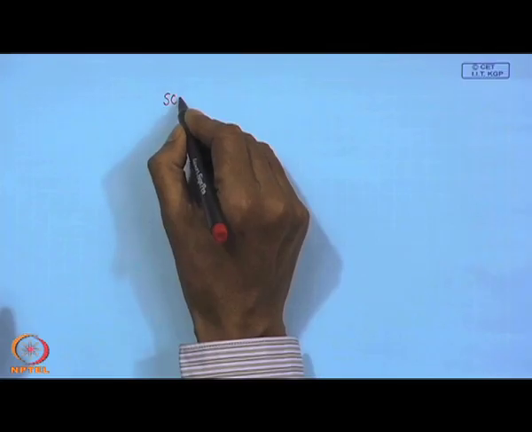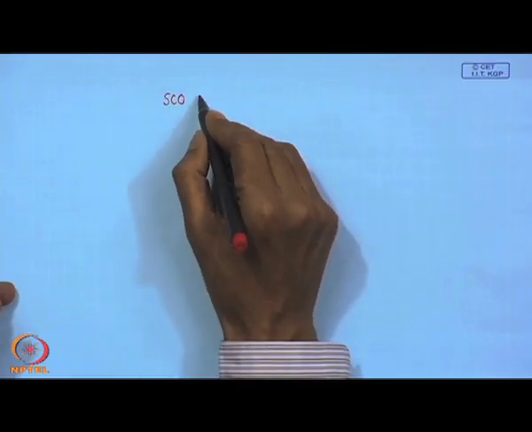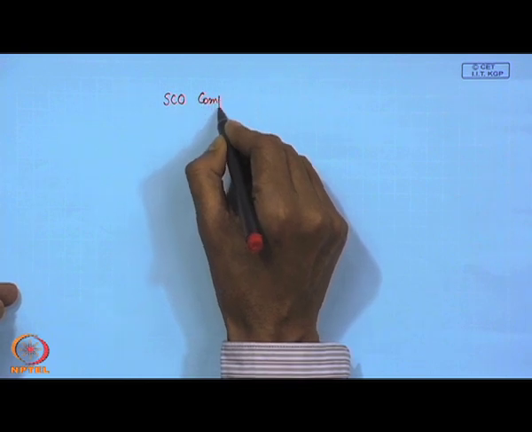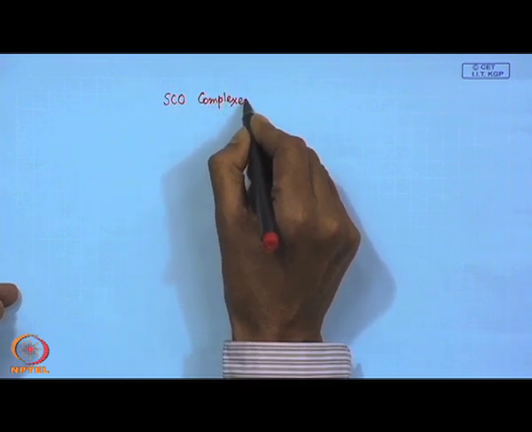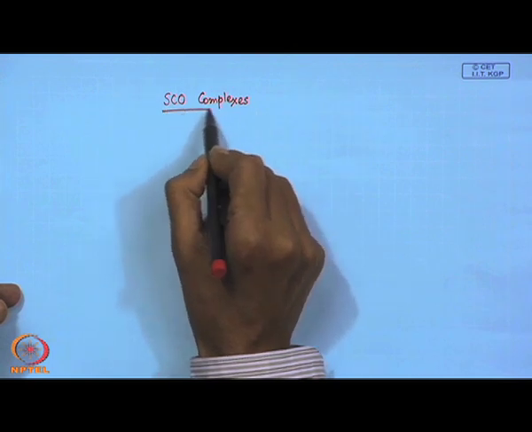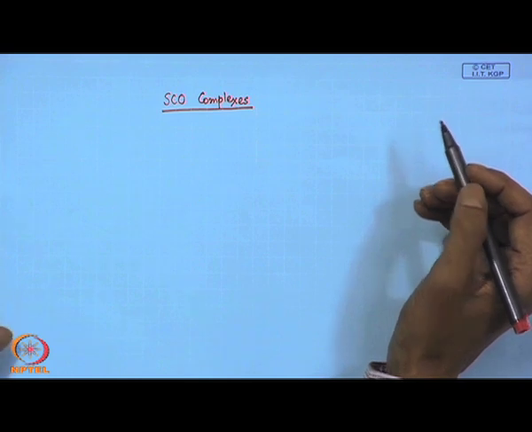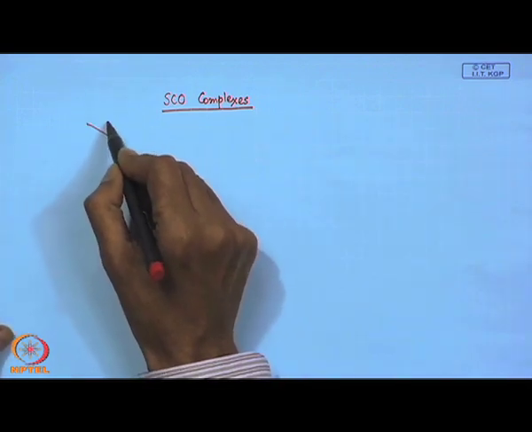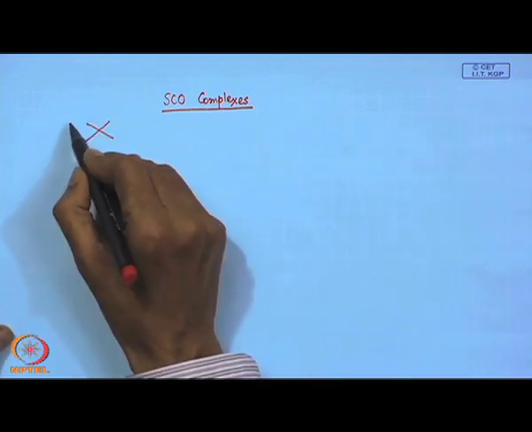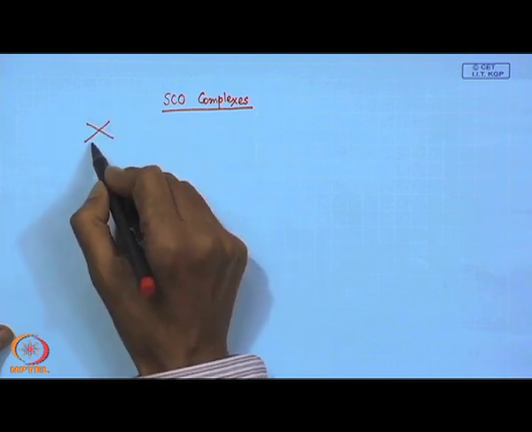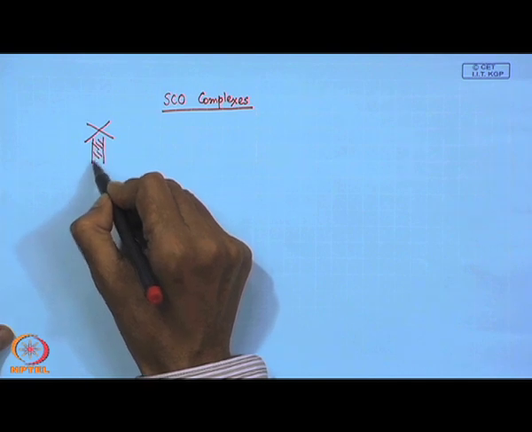Everybody, we are just continuing with the corresponding spin crossover complexes and how these can be characterized, so that there is definitely a spin crossover present. That means the energies of the high spin and the low spin are crossing at a certain particular temperature range.